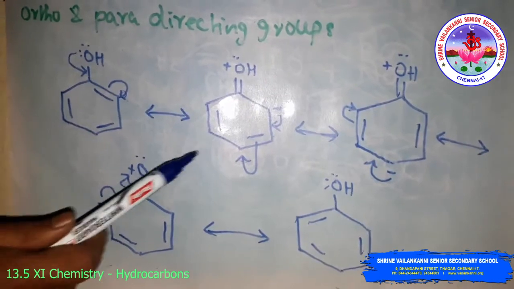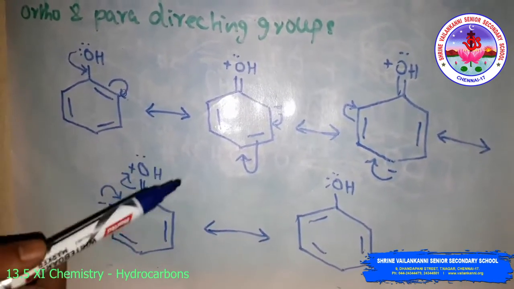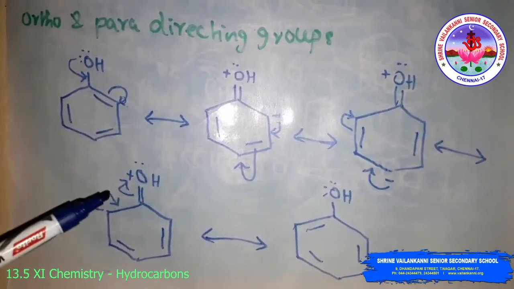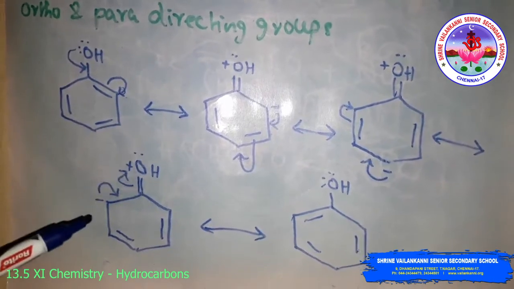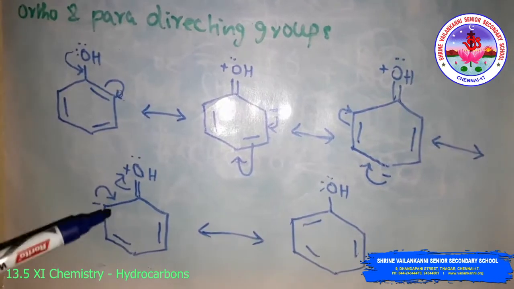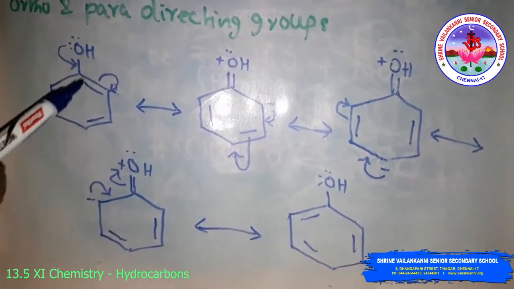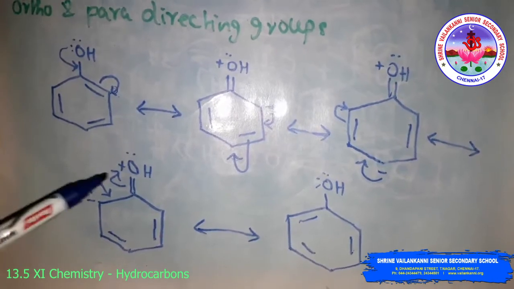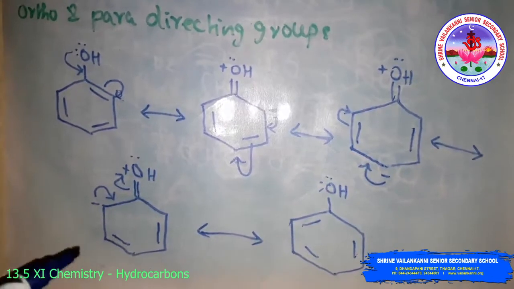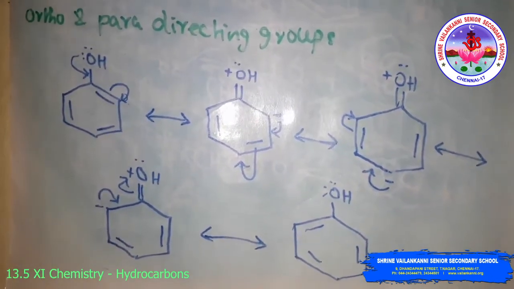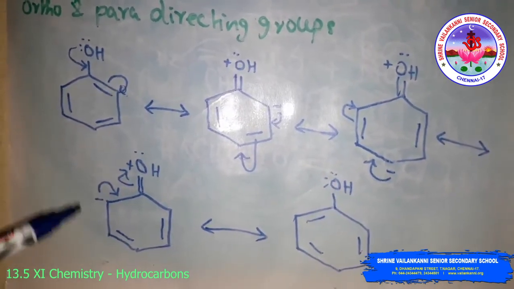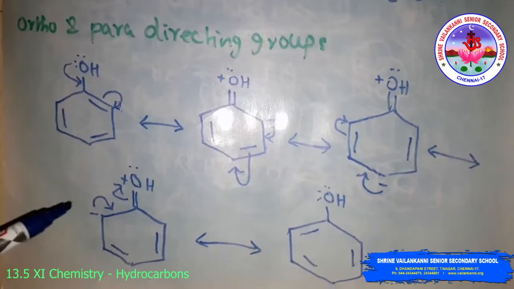However, it may be noted that the minus I effect of the OH group also operates, due to which the electron density on the ortho and para positions of the benzene ring is slightly reduced. But the overall electron density on the ring increases due to resonance, so the OH group activates the benzene ring for attack by the electrophile. Other examples are NH2, NHR, amide, alkoxy group, methyl group, ethyl group, like this.